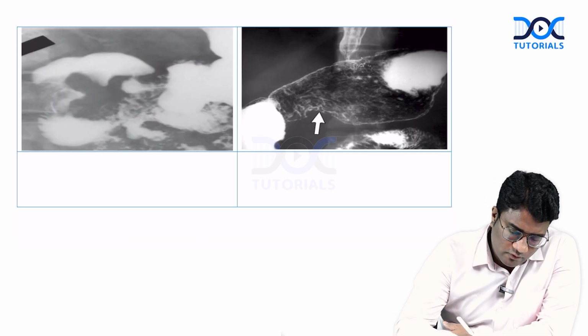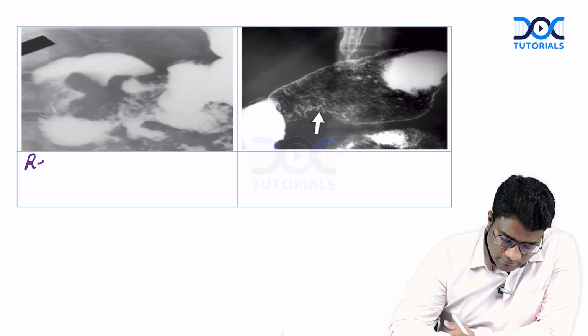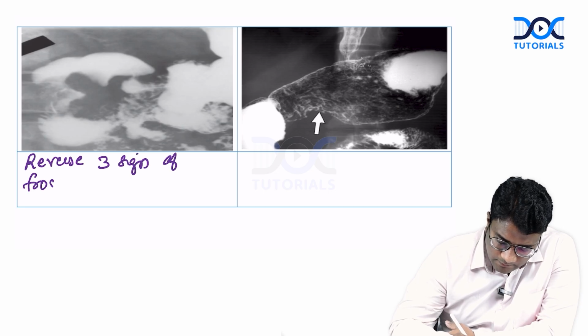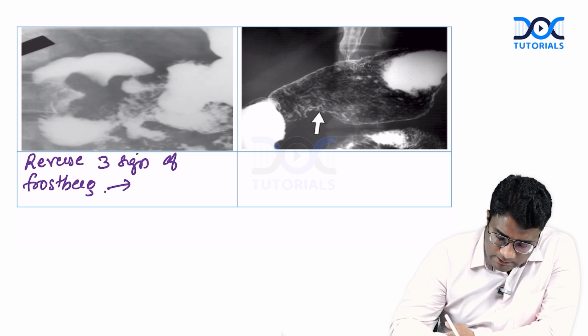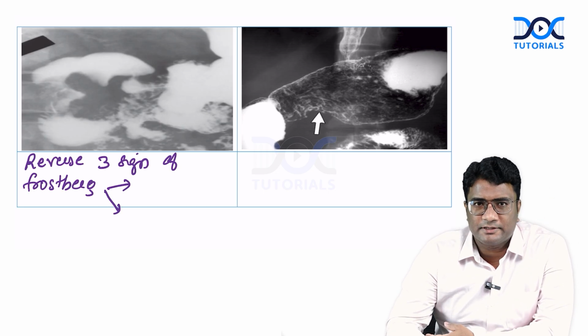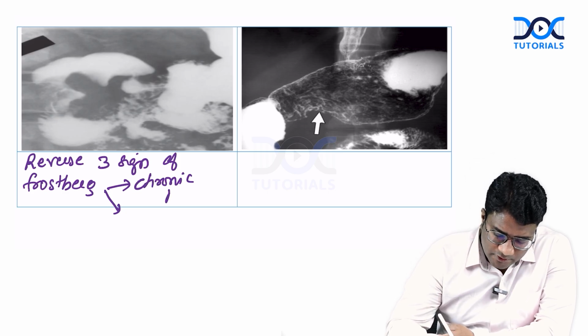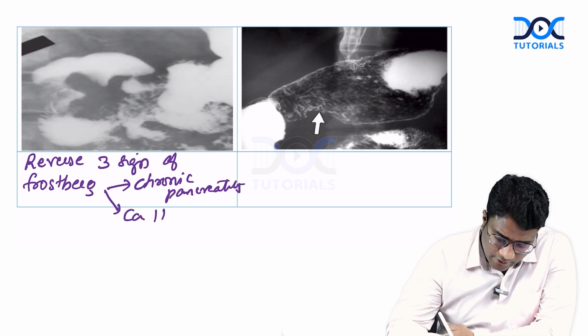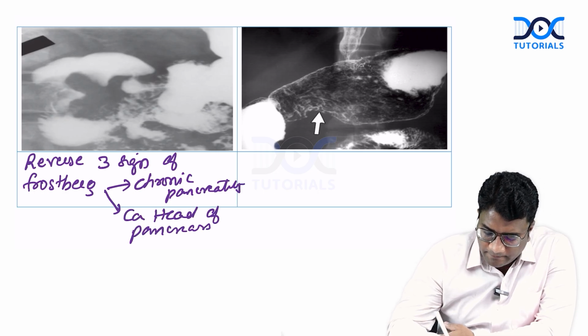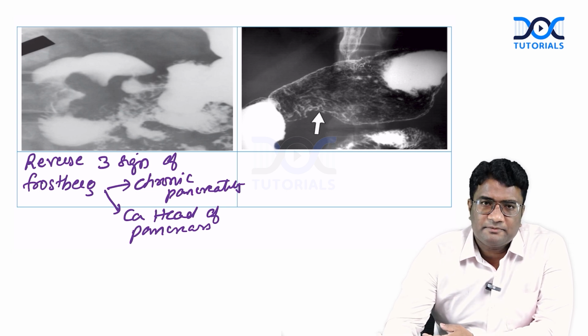And look at this image. What is this image showing you? A reverse 3 sign of Frostberg. And this reverse 3 sign of Frostberg is seen in two conditions. What were the two conditions? One is chronic pancreatitis because of fibrosis, and which is the other condition we learnt? It is in CA head of pancreas. CA head of pancreas.